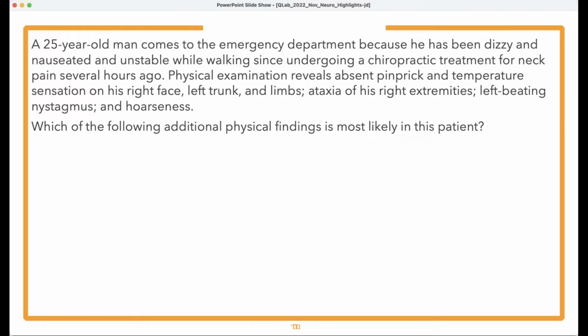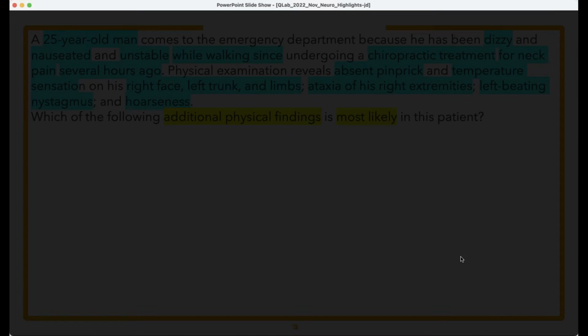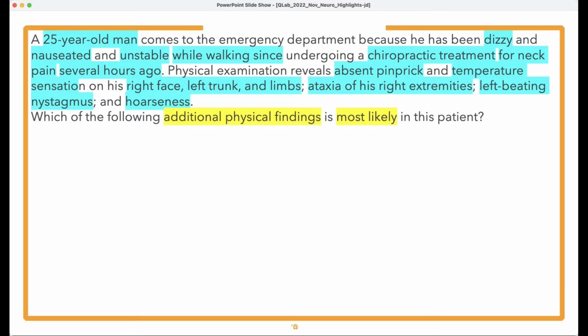Thank you, Jeff. Yeah, so let's take a look at this question now. So now we've got a 25-year-old male. Okay, so that's an important clue there. And he's coming in because he's dizzy and nauseated, and unstable when walking. And they tell us that this started just a few hours ago, specifically after a chiropractic treatment. So we have his presenting signs and symptoms there. We were told this is very acute, and we're also told about a potential trigger. So you want to make note of those. Those are all important clues.